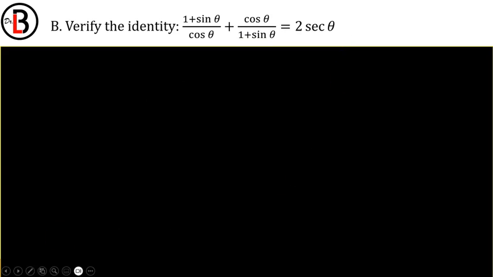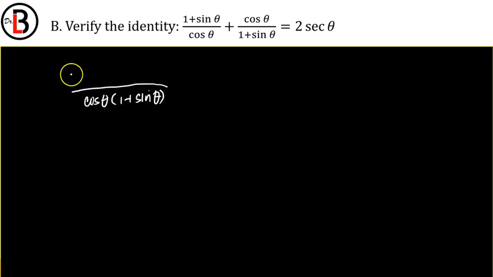Next, let's try to verify this identity. If I am to choose, I would of course choose the more difficult one because it's easier to simplify two separate terms as opposed to making a single simple term into a more complicated group of terms. So if I were to combine this as one fraction, I would have cosine theta 1 plus sine theta as my LCD. So the top becomes 1 plus sine theta quantity squared, and then this is cosine squared theta.